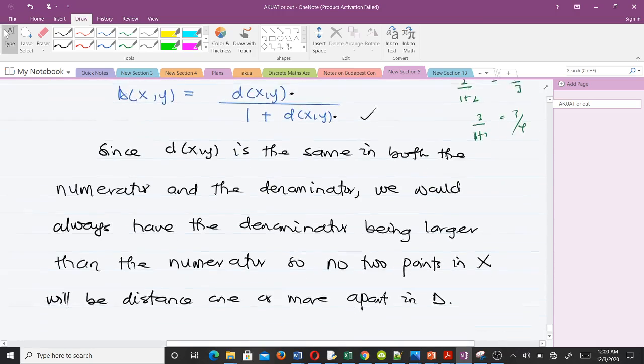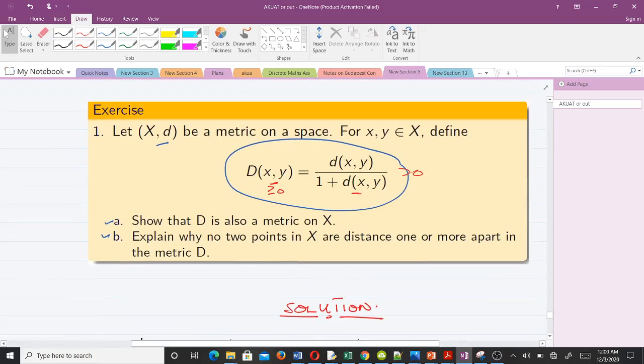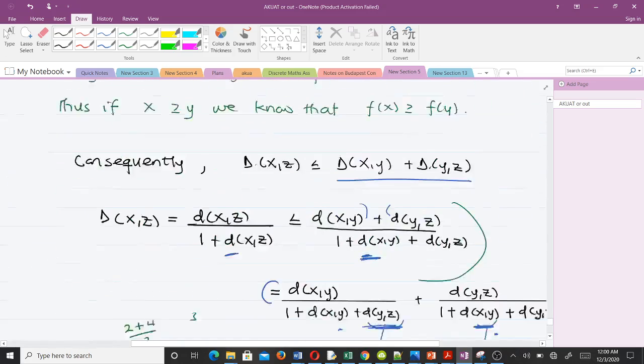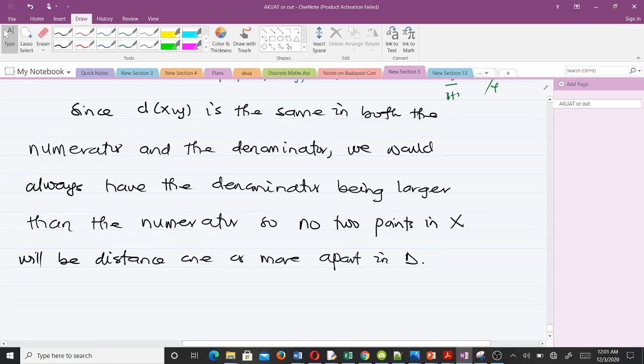So that's the reason why you can never have 2 points in x which will be distance 1 or more apart in the metric d. I hope you get it. Let me read what I wrote here for you. It says, since the distance between x and y is the same in both the numerator and the denominator, we would always have the denominator being larger than the numerator. So no 2 points in x will be distance 1 or more apart in d. Okay, so that's it with the metric space.